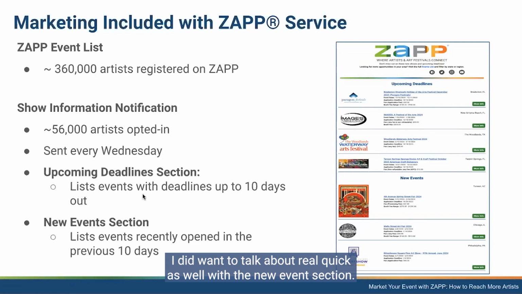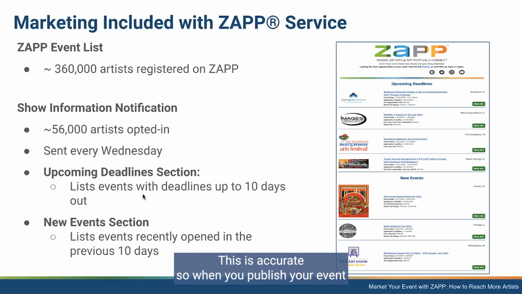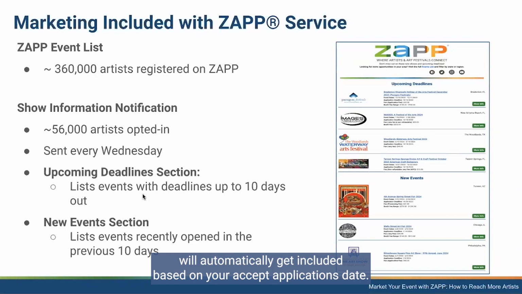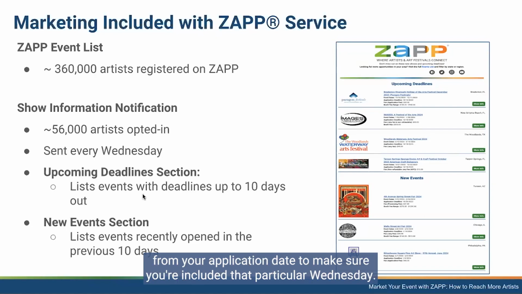I did want to talk about real quick as well the new events section. To make sure that you are indeed included in the email like you're supposed to, you want to make sure that your accept applications date, the date that the application opens up to artists, is accurate when you publish your event. What happens in ZAPP is that your event will automatically get included based on your accept applications date. So the system will calculate up to 10 days from your accept applications date to make sure you're included.